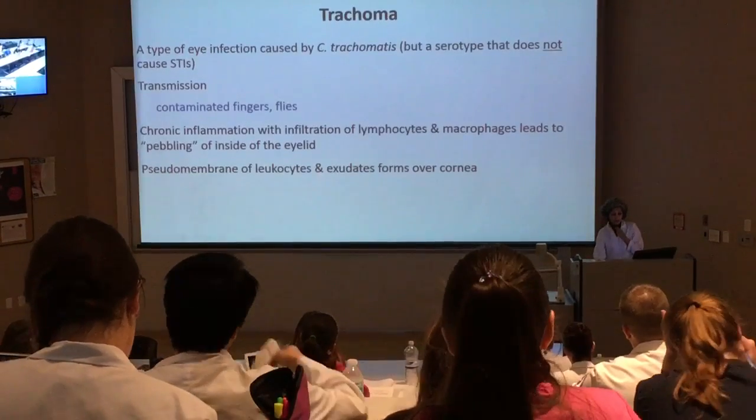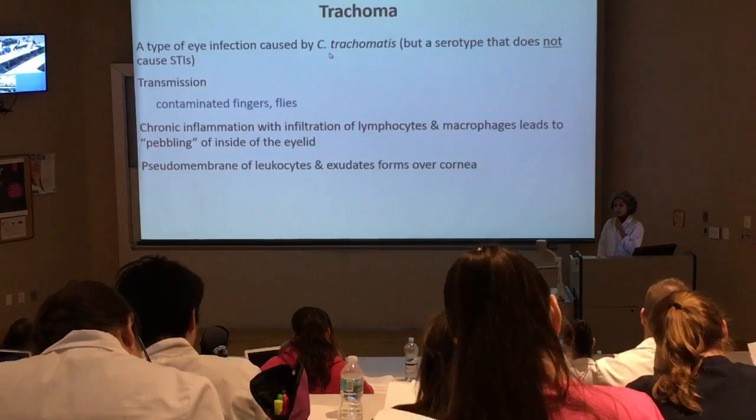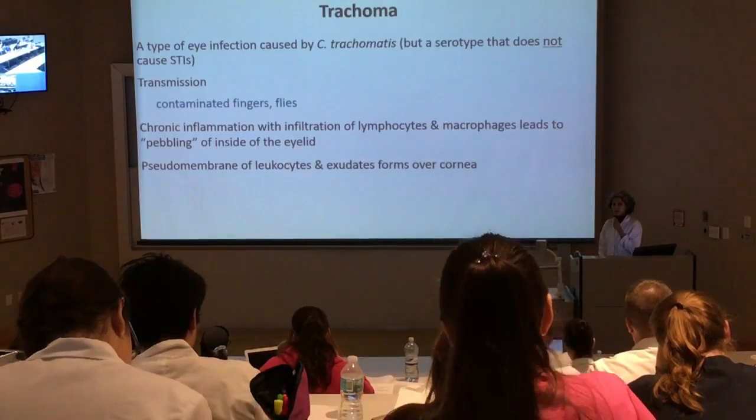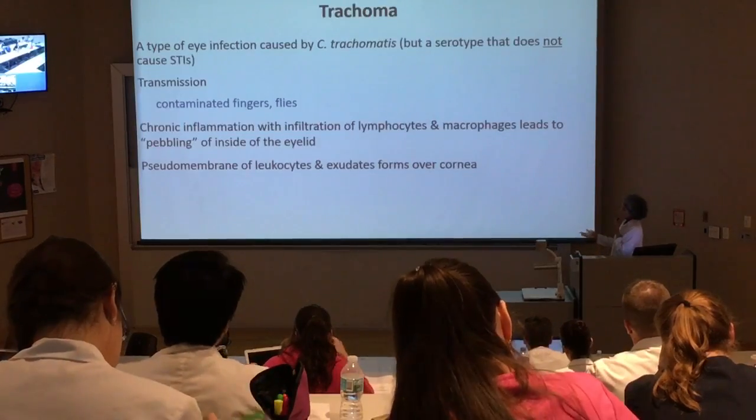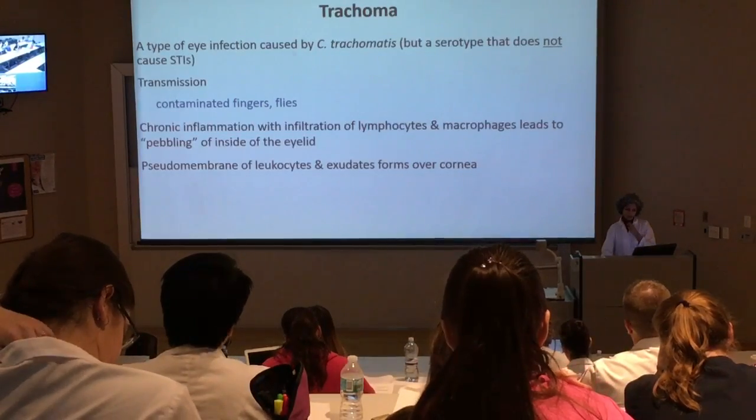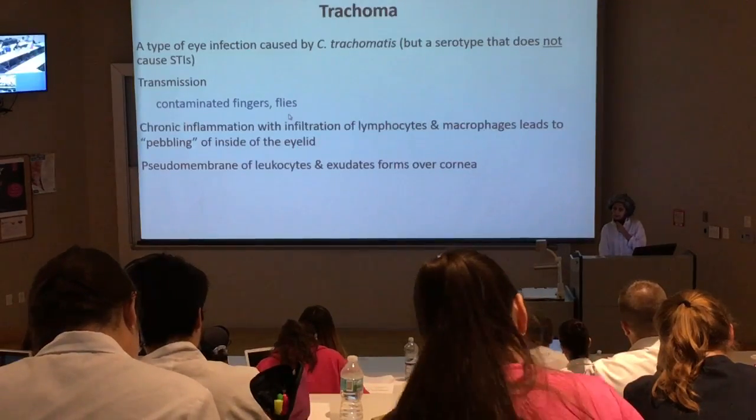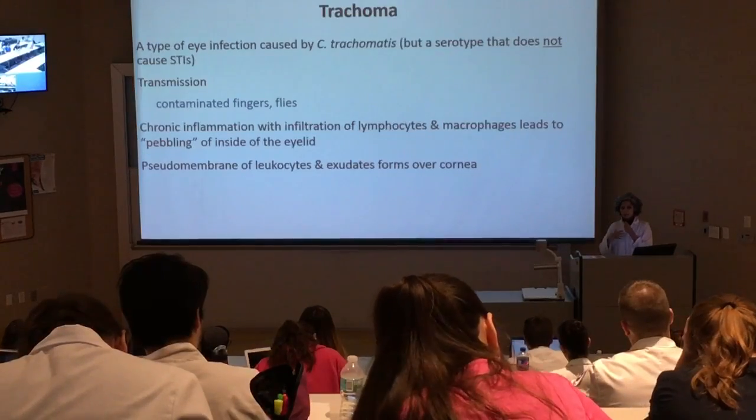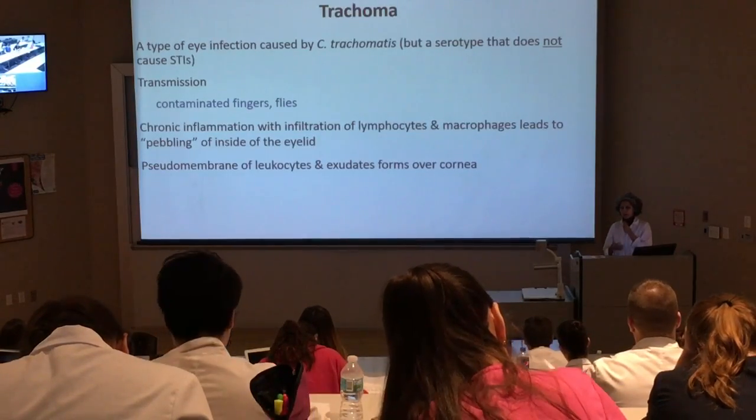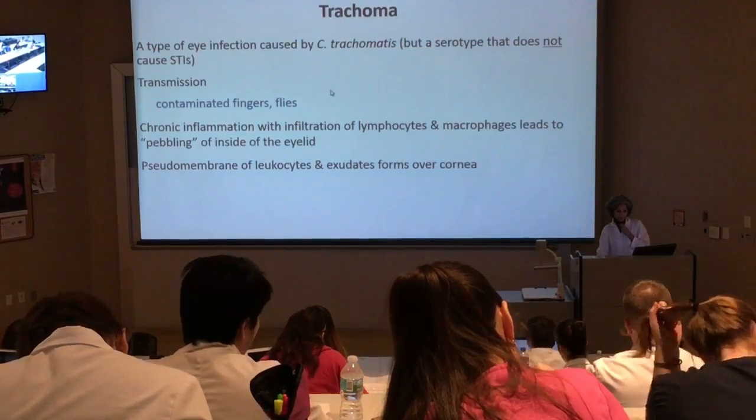Trachoma is an eye infection. Which one causes it? Chlamydia trachomatis. Now, it's a serotype that causes trachoma, but that serotype will not cause sexually transmitted infections. Okay? Trachoma can also be transmitted by mechanical vectors. Flies would be an example of that, or contaminated fingers, so not having good hand hygiene, etc. Children can transfer it to each other, so that can also happen. Okay?